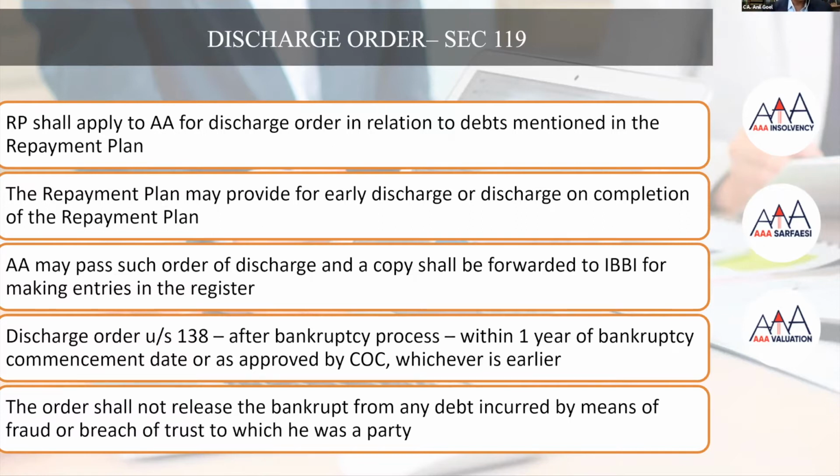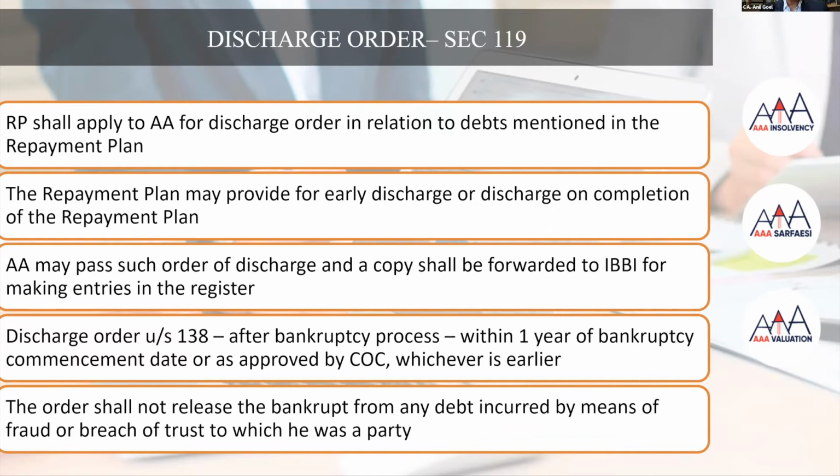However, not more than 1 year. In any case, not more than 1 year. It is only either 1 year or less as approved by the committee of creditors. That is the position of discharge under section 138 after the bankruptcy process.